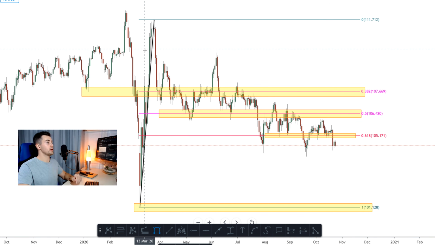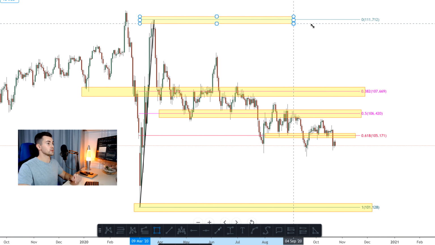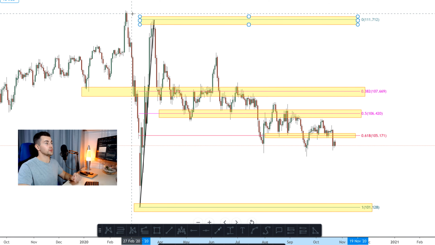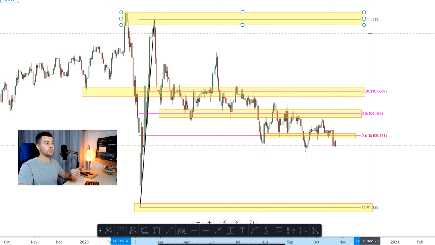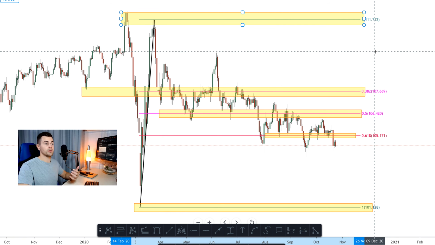And we will take this structural resistance right here. And by the way, don't forget that we have also structure on the left, so we will just unite that, and here we will have just a major, very important structural resistance.